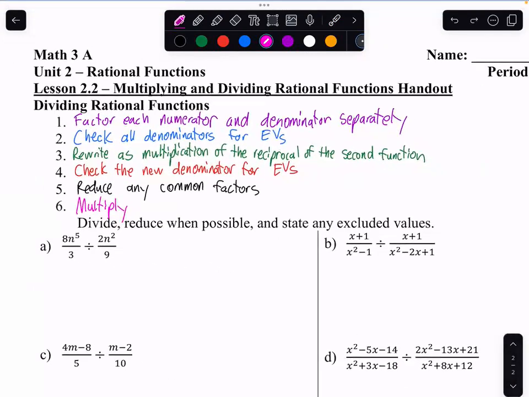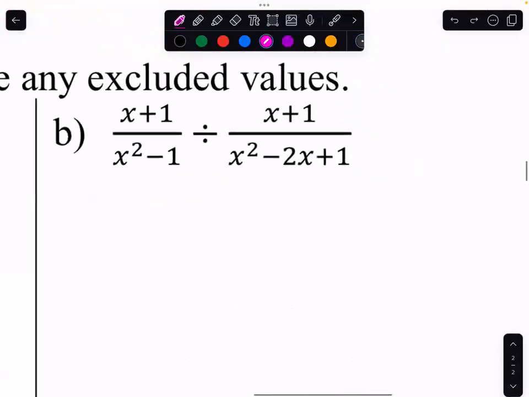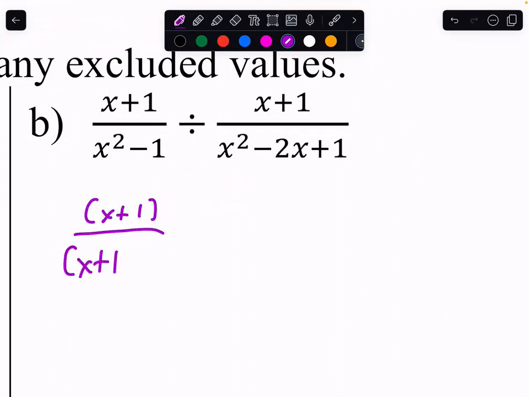Okay, so let's start with letter B again first. Okay, step 1, factor each numerator and denominator separately. X plus 1, you can't do anything with it, but I'll go ahead and put parentheses. X squared minus 1 is a difference of perfect squares. Okay, so I'm keeping it as division for now.